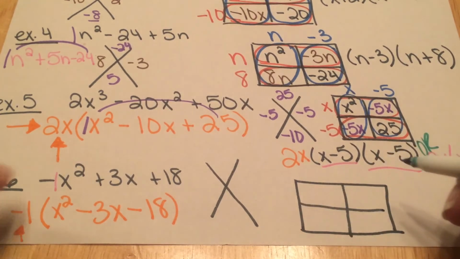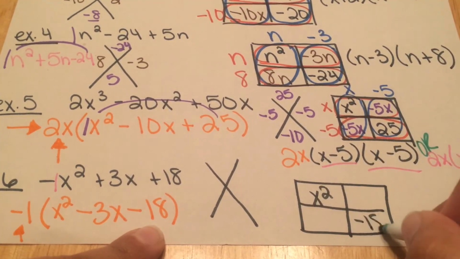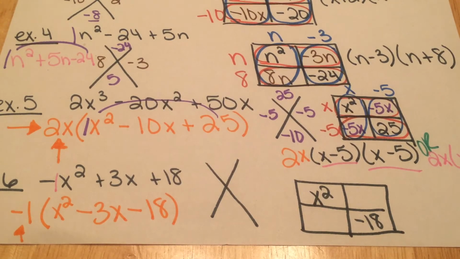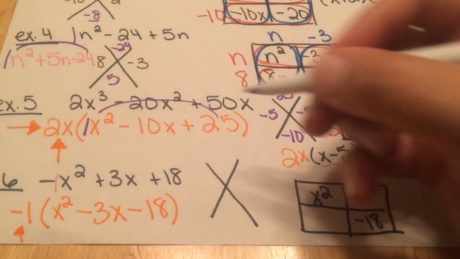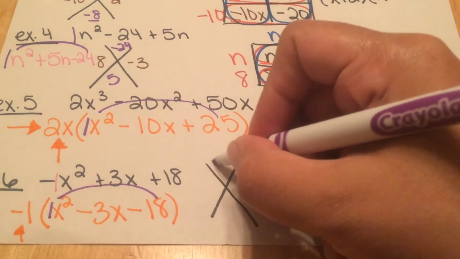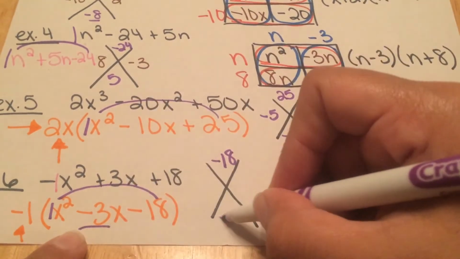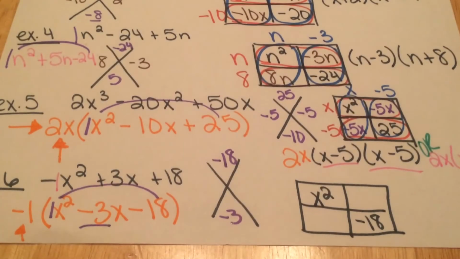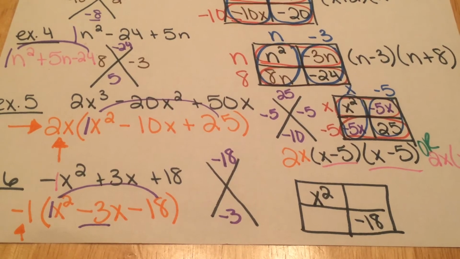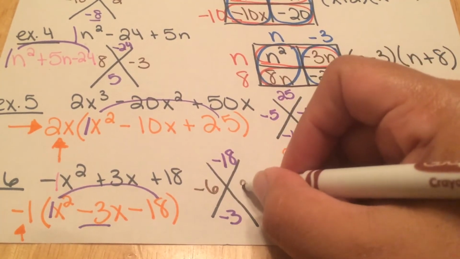And again, I'm going to fill in everything that I know so far. So x squared and negative 18. So now I can go on and move along. So negative 18 times 1 is going to be negative 18. And then we have our b coefficient. So what times what gives me a negative 18 and a negative 3? When we think about those factors, hopefully we come up with negative 6 and a positive 3.